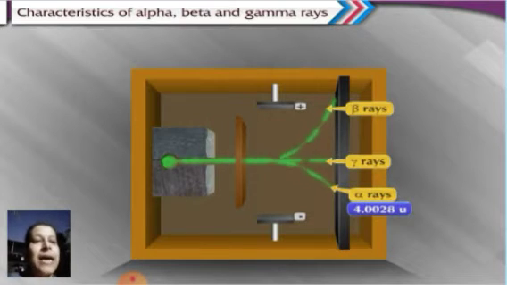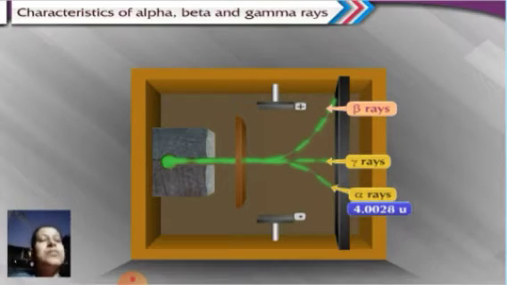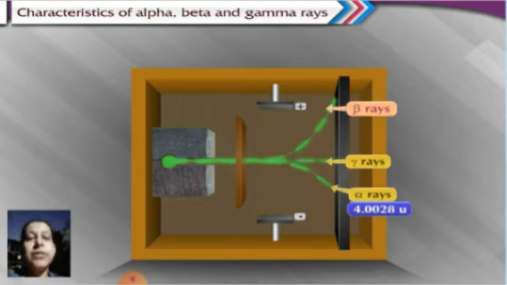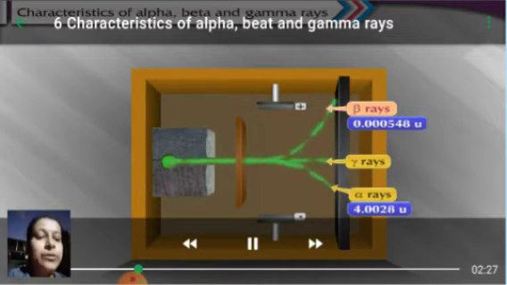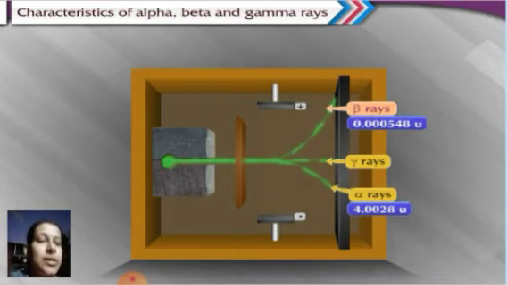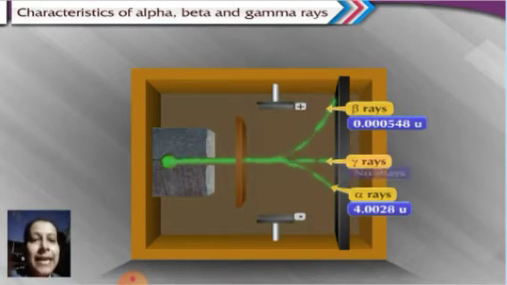Mass: since alpha rays are helium nuclei, their mass is around 4.0028 unified atomic mass. You have learnt about unified atomic mass in the previous term. It is also called Daltons. Since it's a helium nucleus, it has more mass compared to the beta rays. Beta rays are nothing but electrons, and therefore they have lesser mass, around 0.000548 units, whereas gamma rays do not have any mass.